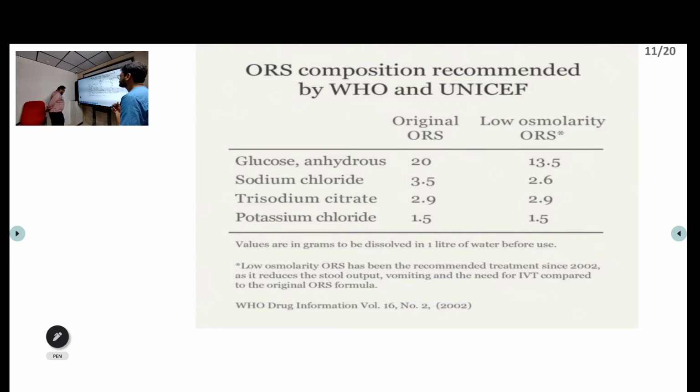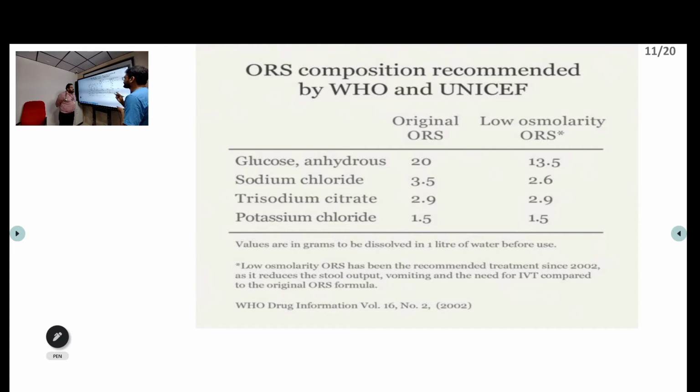So now we have a child who has some dehydration, who is able to tolerate oral feeds. So what is the treatment? It is pretty simple. You have to give oral rehydration solution. You have to rehydrate the child orally. This is the WHO composition, and also you can make homemade ORS. So can you just elaborate on it?